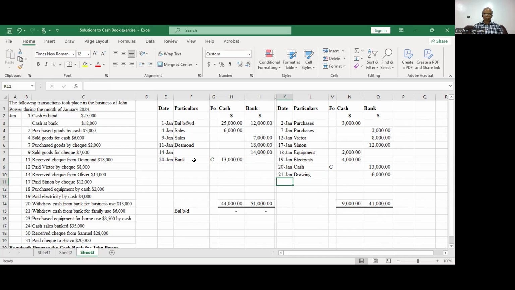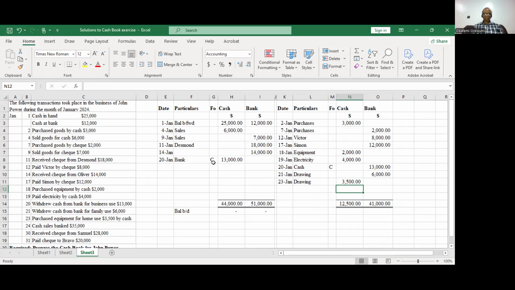All right. So let's go to the next one on the 23rd of January. You're talking about paid purchase equipment for home use. Now, purchase equipment not for office, so you can't call it equipment because you bought it for home use. So again, we're going to be calling it a drawing. The money has been taken for the personal use of the owner. So we do purchase equipment 3,500. You use cash, so it's going to be in the cash column. So 3,500.